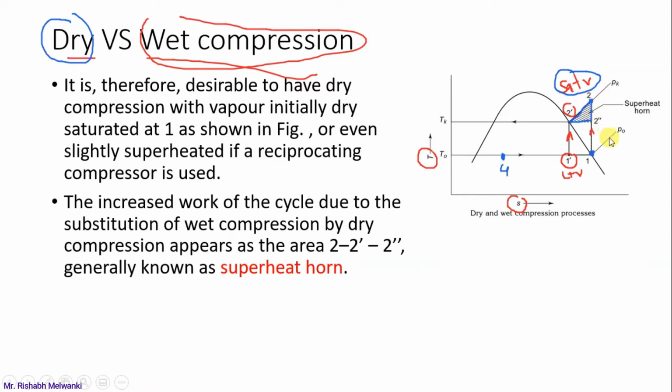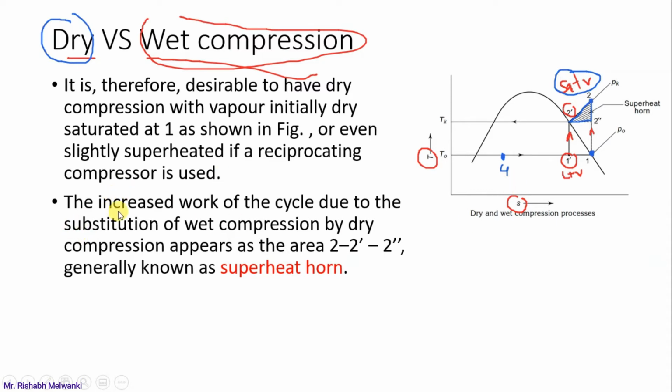Okay, it depends actually, but if point 1 is a dry saturated vapor, point 2 is always superheated. Same way, if point 1 is superheated, then point 2 will also always be superheated, because you have to see the nature of this TS diagram or pH diagram. So for a reciprocating compressor, we should always have dry compression, that is, point 1 should be on the saturated vapor curve, or point 1 initially itself is superheated vapor.